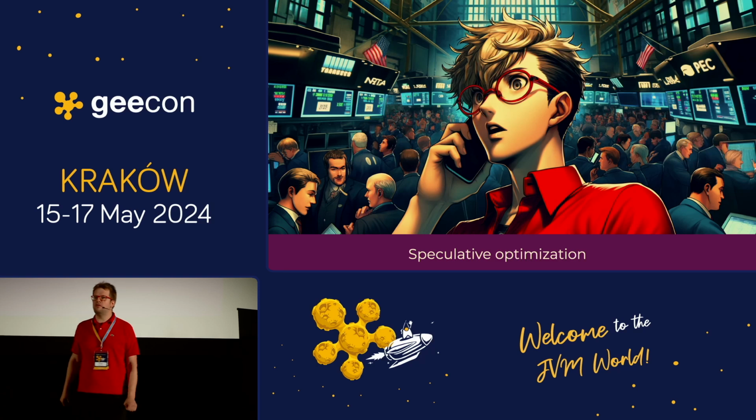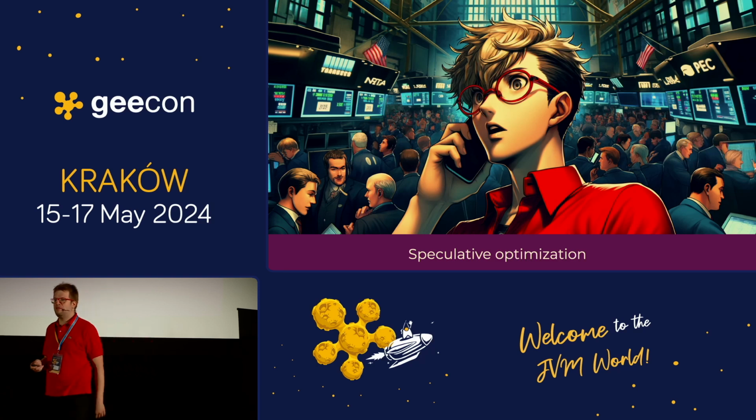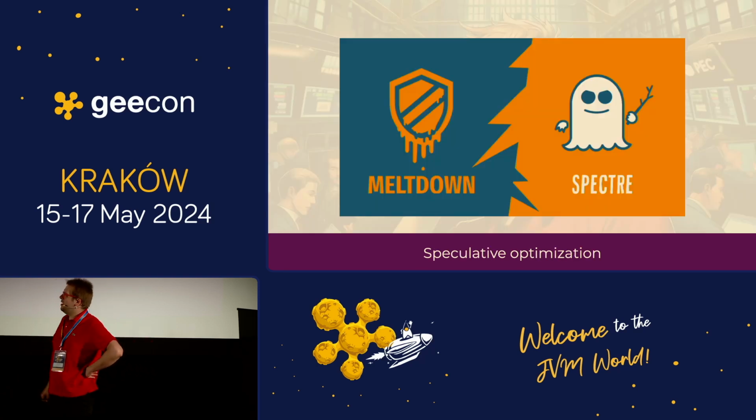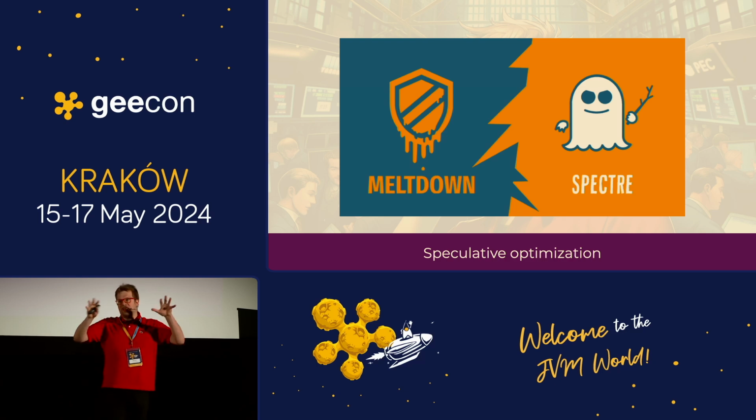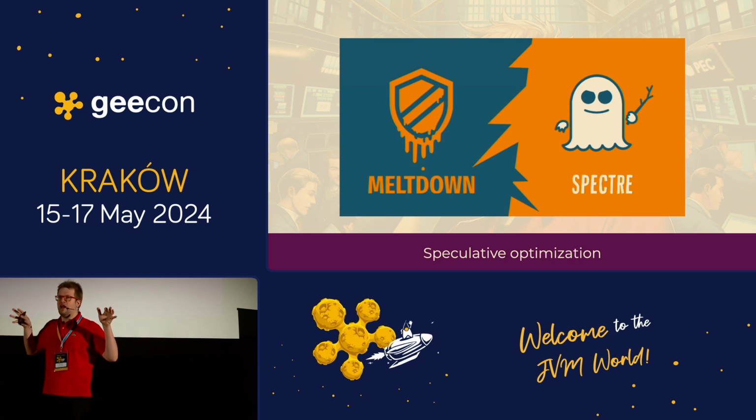It's done through the process of so-called speculative optimization. Speculative optimization. OK, have you heard about Meltdown and Spectre? Have you been there during that time in the industry when we learned that the CPUs have a major flaw that will just make them 20% slower or something like that?